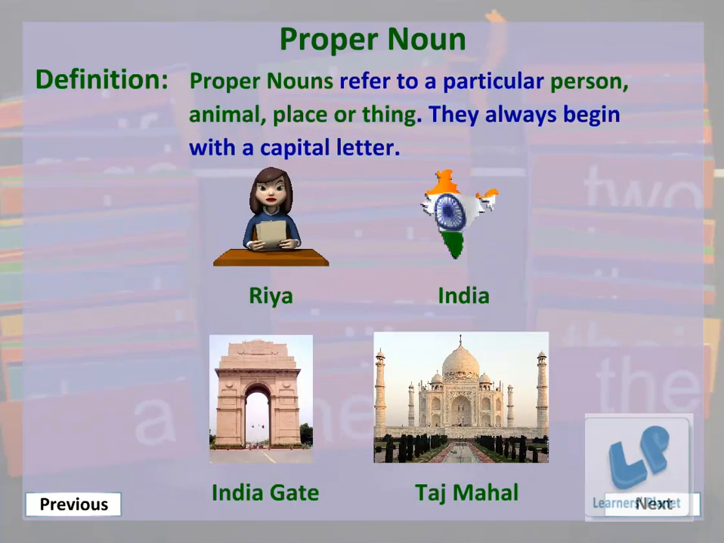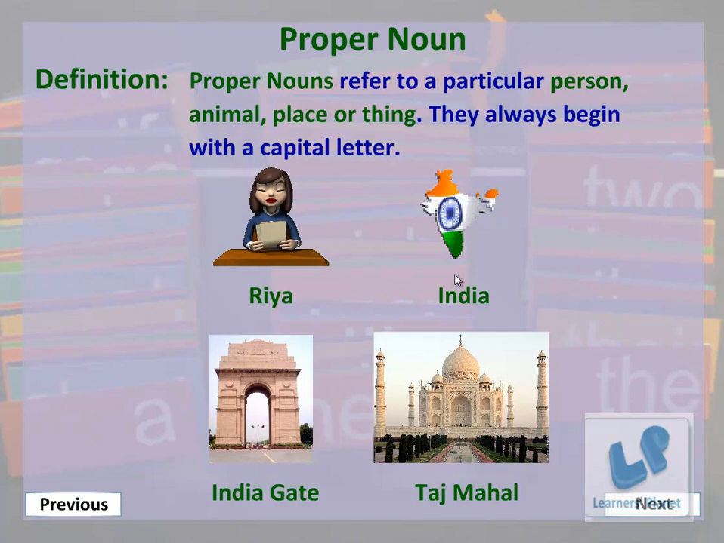Let's start our discussion. First one is proper noun. The definition is: proper nouns refer to a particular person, animal, place, or thing. They always begin with a capital letter. Now let's see these examples. Riya is the name of a person. That's why it's a proper noun.